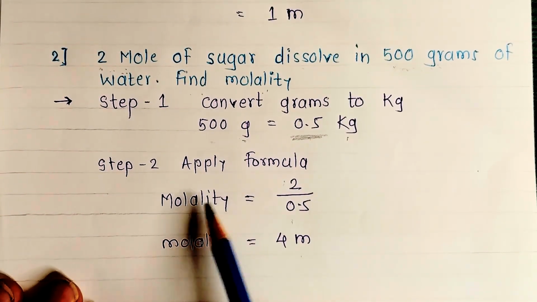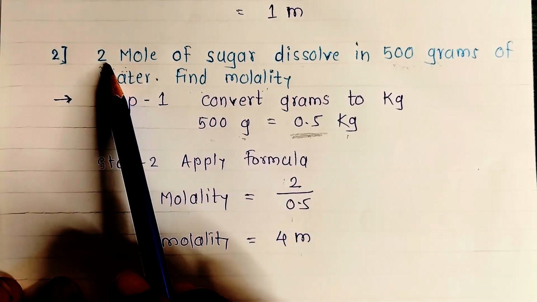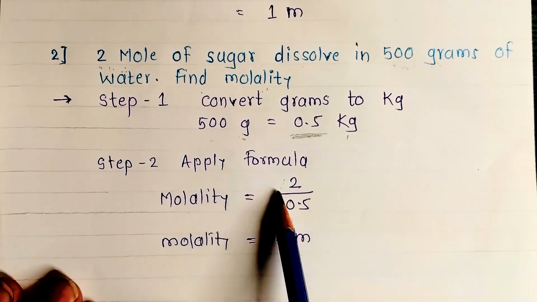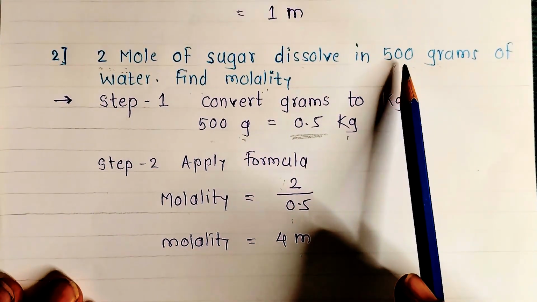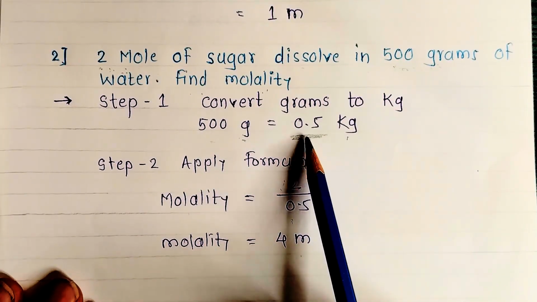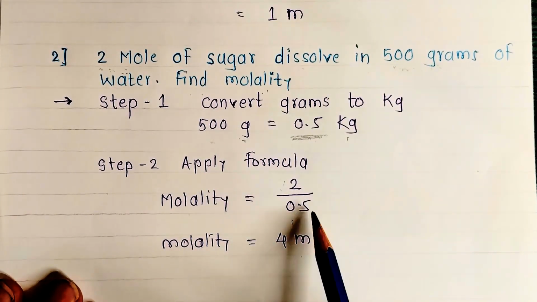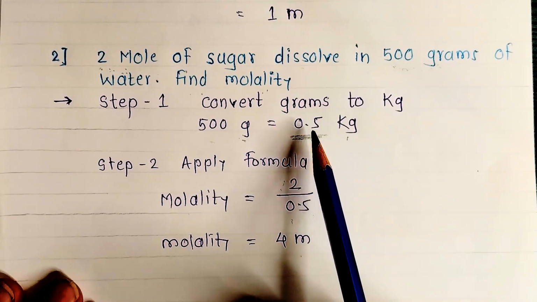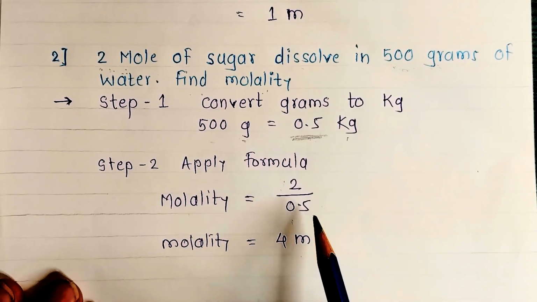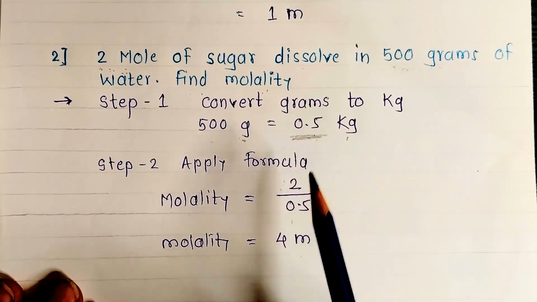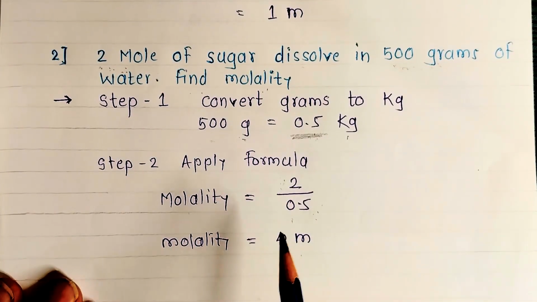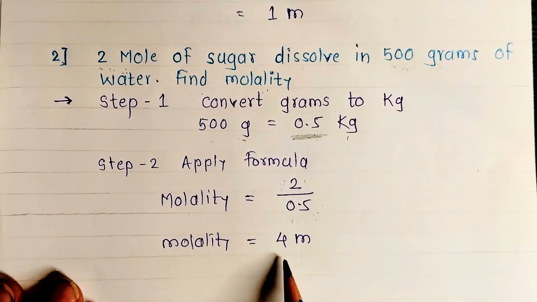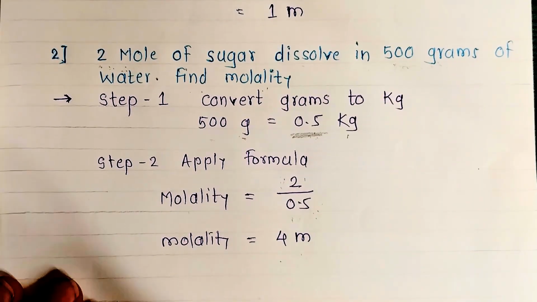Now we solve this problem. What is the molality? Number of moles of solute divided by solvent in kilograms. So here we use mass of solvent in kilograms, that is 0.5. Moles of solute is 2 moles and mass of solvent is 0.5. So 2 by 0.5 means 4 molal solution.